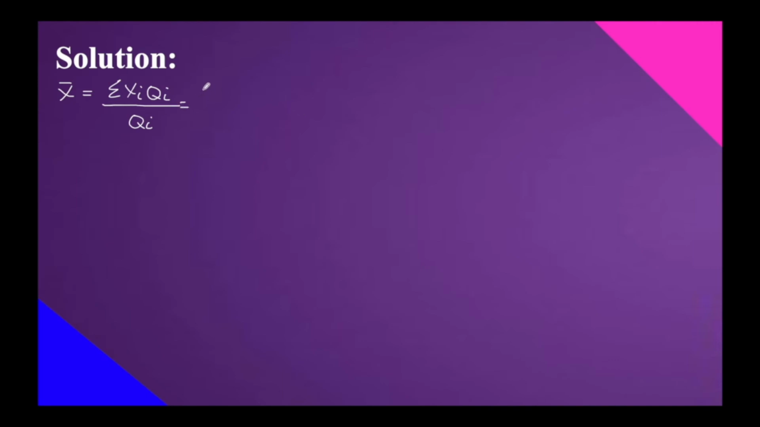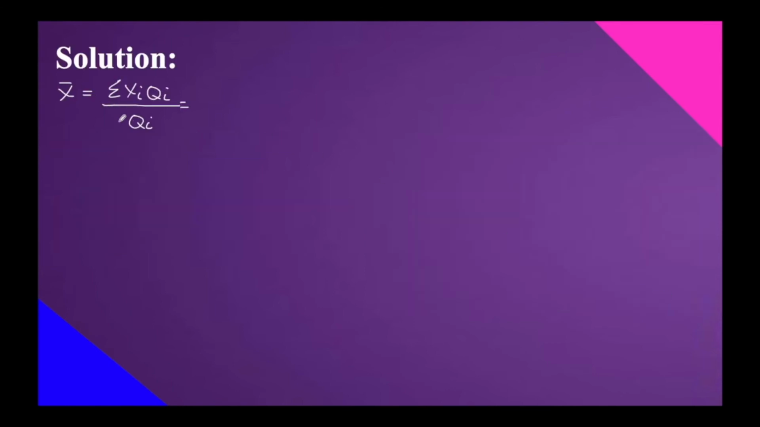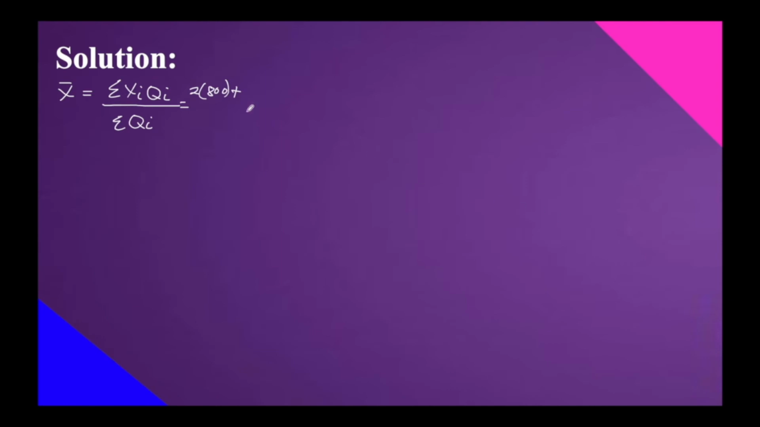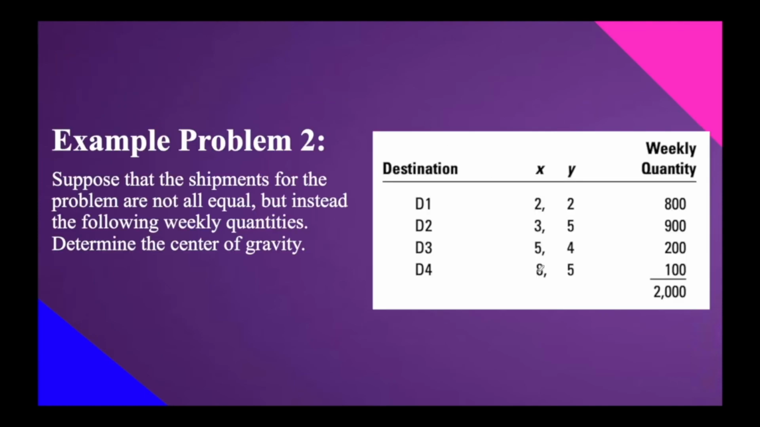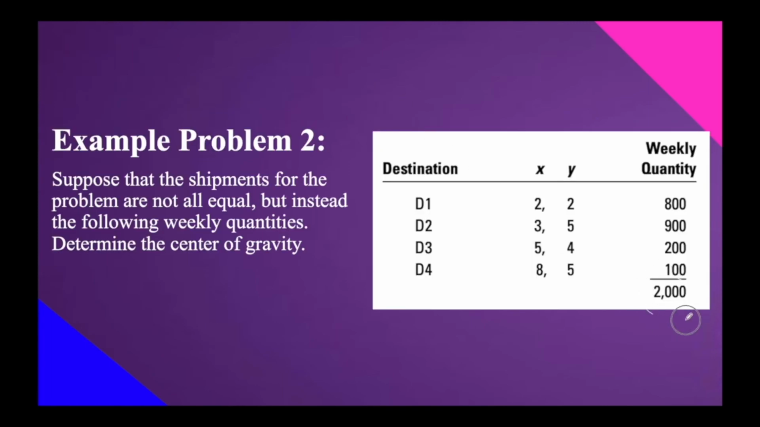So, we can actually begin our computation. So, ano pong gagawin? 2 times 800 plus 3 times 900 plus 5 times 200 plus 8 times 100 all over the summation of the quantity, which is the 2,000. Okay, so let's write the computation here. 2 times 800 plus 3 times 900 plus 5 times 200 plus 8 times 100 all over the summation of the quantity, which is 2,000.